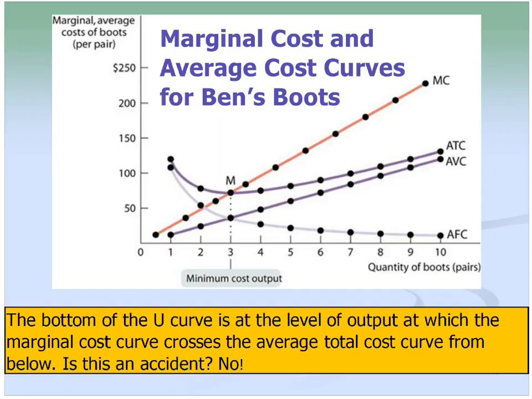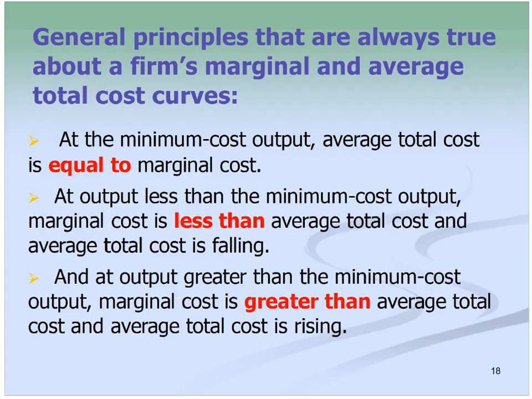And your ATC is falling. Again, taking advantage of the economies of scale that we see going on here in this particular space. We see the economies of scale kicking in. ATC is falling as a result, even though marginal cost is continuing to rise. And then lastly, at an output greater than the minimum cost output, the marginal cost is going to be greater than ATC. And ATC is going to be rising.